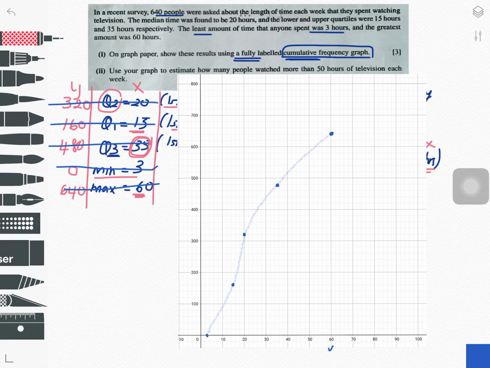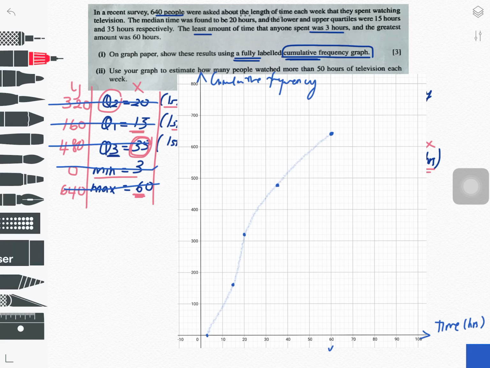Okay, not bad. Please label this as cumulative frequency. Don't write CF, write it in full. This is time in hour. This is your cumulative frequency. In full, don't write freq. Okay, that's how you do it. Very simple. Using 5 data points, you do this.